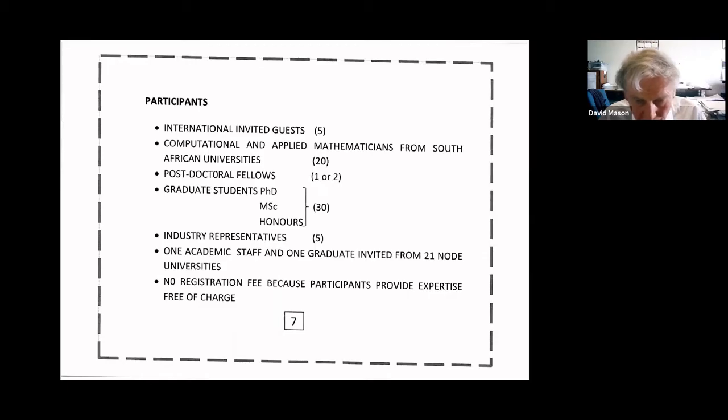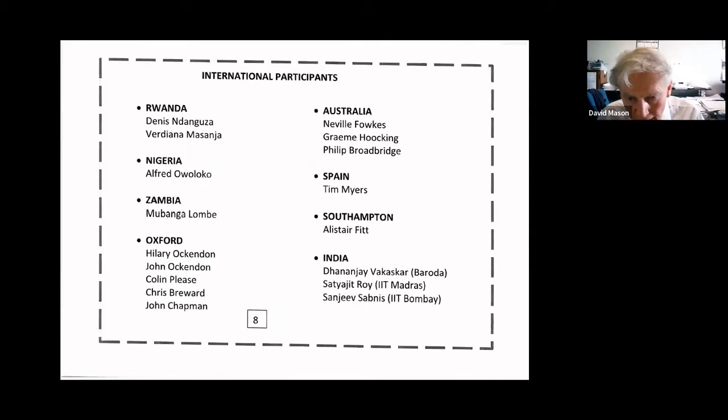Industry representatives, about 5, so about 60 people at the study group. And as we said, each node university at the center is invited to send a member of staff and a graduate student. Now, a very important point is that there's no registration fee because participants provide expertise free of charge. So unlike a conference, we don't pay any registration fee. And we try as much as we can to support participants by airfare and accommodation because they're giving their expertise.